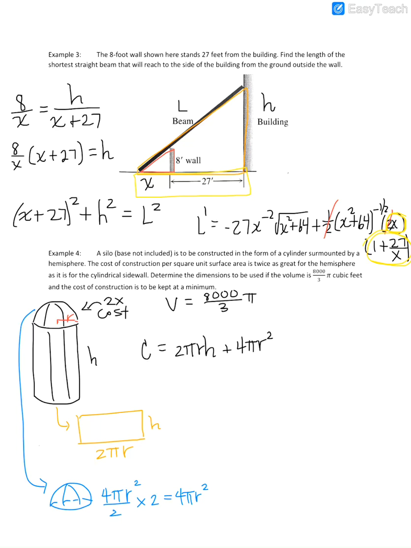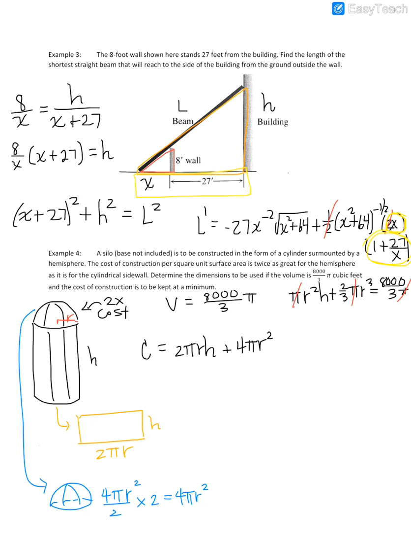Okay, so let's think about the volume of this. So we have the volume of the cylinder, which is pi r squared h, plus the volume of the half sphere. Volume of a sphere is 4/3 pi r cubed. Half would be 2/3 pi r cubed. Okay, and I know that this is equal to 8,000 thirds pi. Okay. One thing that's nice about this, if you notice, every single thing has a pi, so I could cancel pi, pi, pi. Like if I divided everything by pi, that's what I would get.